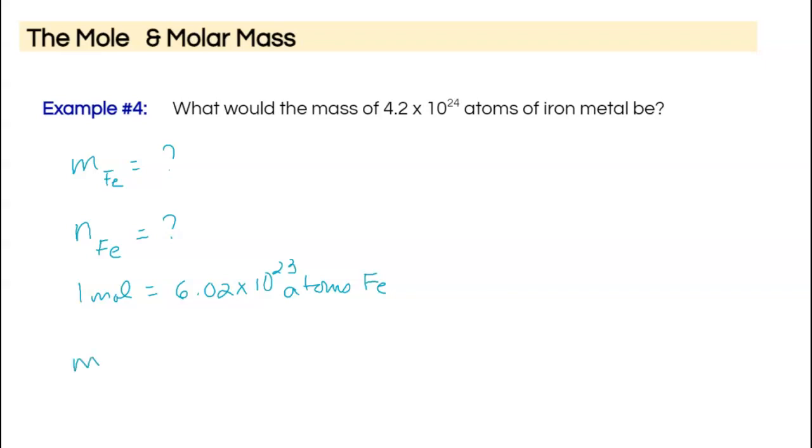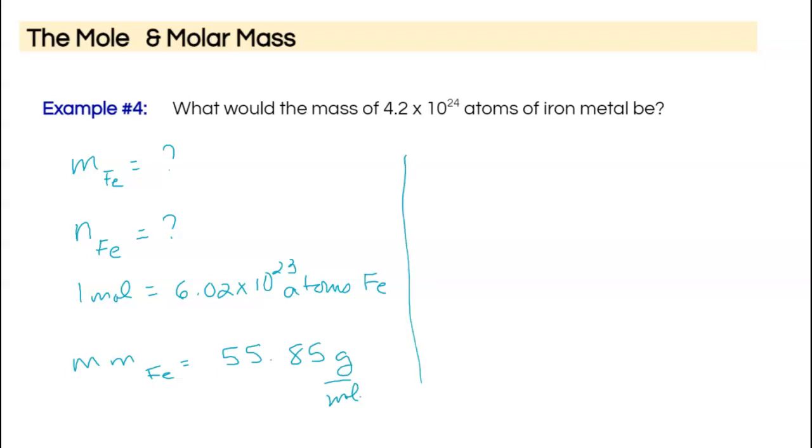Okay, and so I can also look up the molar mass of iron, because I know that I'm talking about iron. And when I look it up on my periodic table, I can see a molar mass of 55.85 grams per mole. Yours might be slightly different due to significant digits. Okay, so let's tackle that.